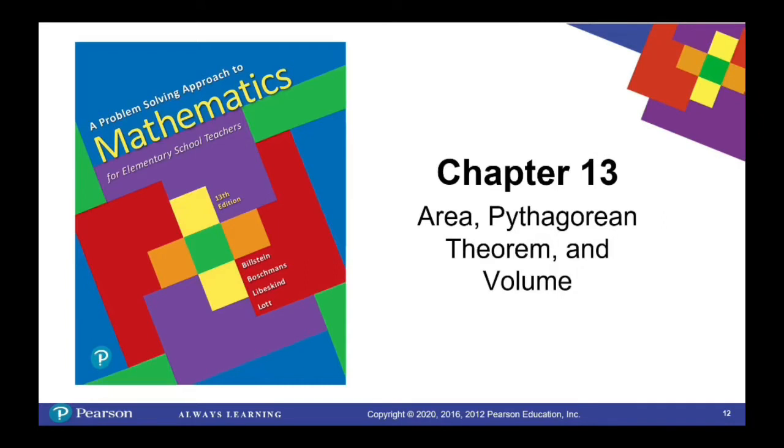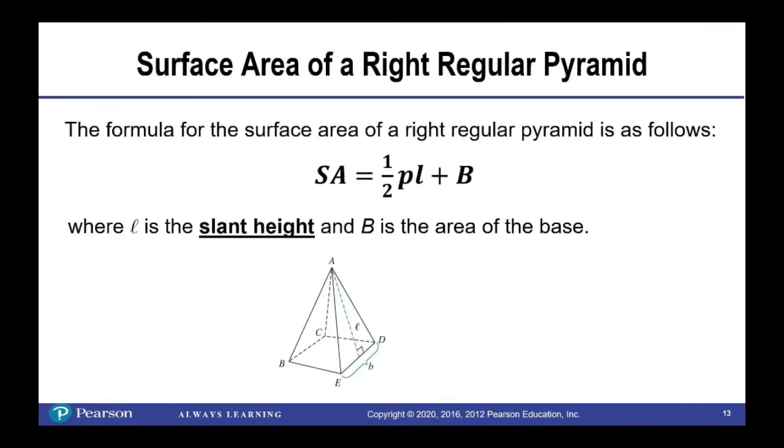So let's get started. The formula for the surface area of a right regular pyramid is as follows: 1/2 PL plus capital B. L represents our slant height, and B represents the area of the base. P represents the perimeter of the base.